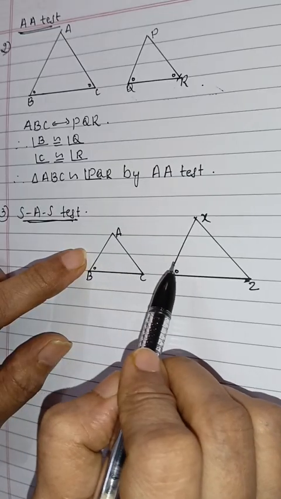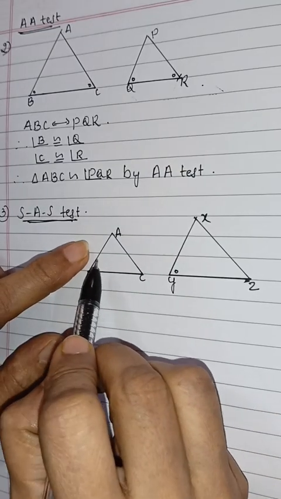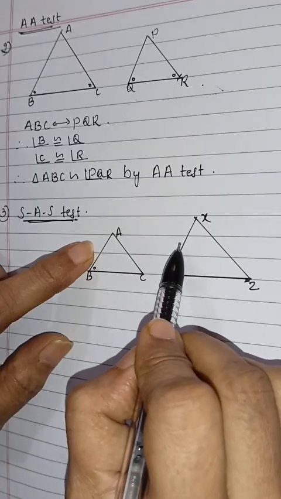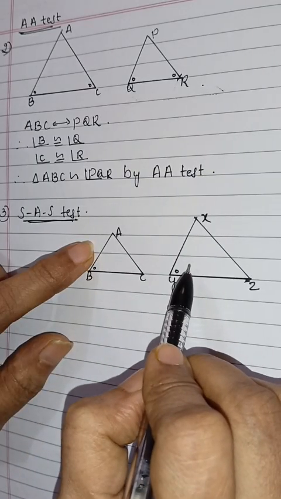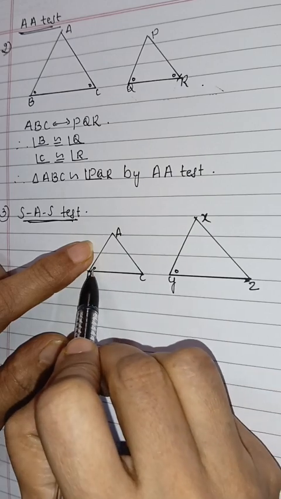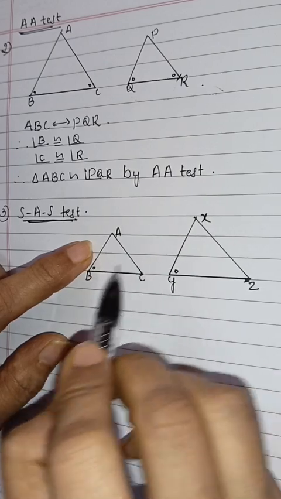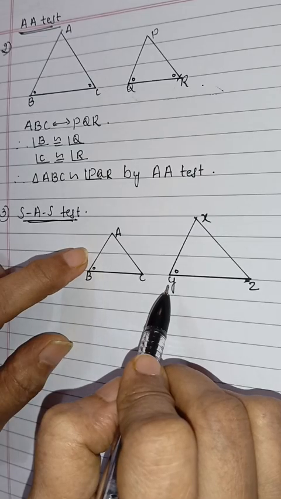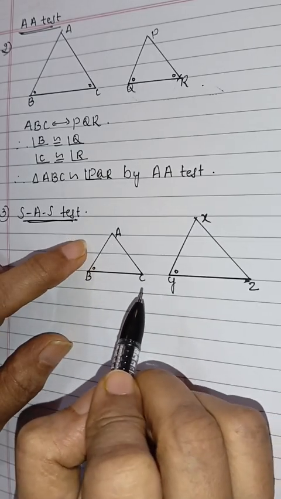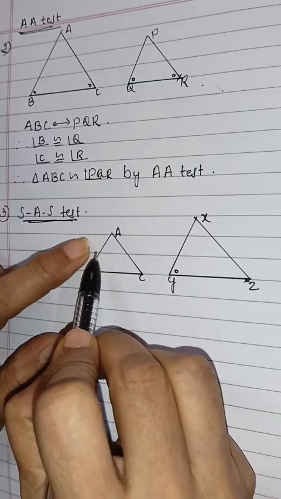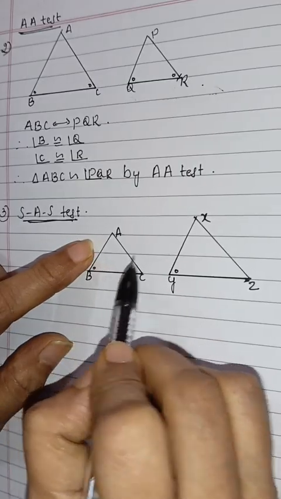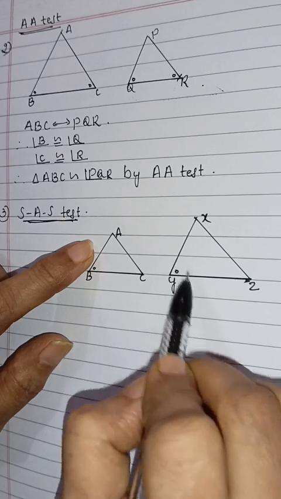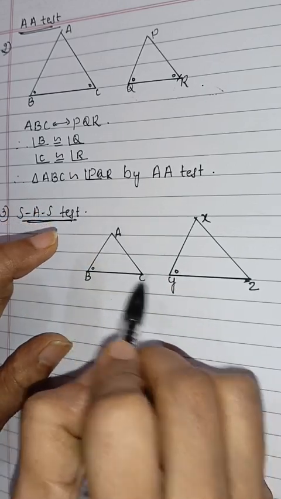For a given one-to-one correspondence between the vertices of two triangles, if two sides of one triangle are proportional to the corresponding two sides of another triangle, and the angle formed by these two sides are congruent, then these two triangles are similar triangles.